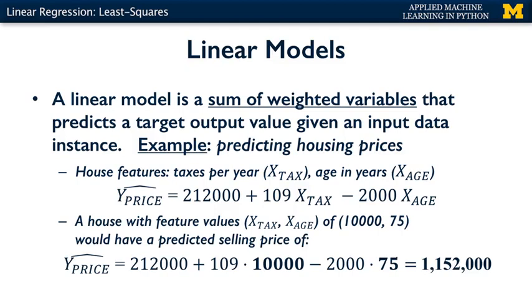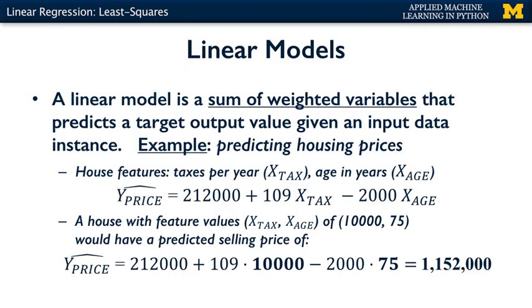One linear model, which I've made up as an example, could compute the expected market price in US dollars by starting with a constant term, here 212,000, and then adding some number, let's say 109 times the value of tax paid last year, and then subtracting 20 times the age of the house in years. So for example, this linear model would estimate the market price of a house where the tax assessment was $10,000 and that was 75 years old as about 1.2 million US dollars.